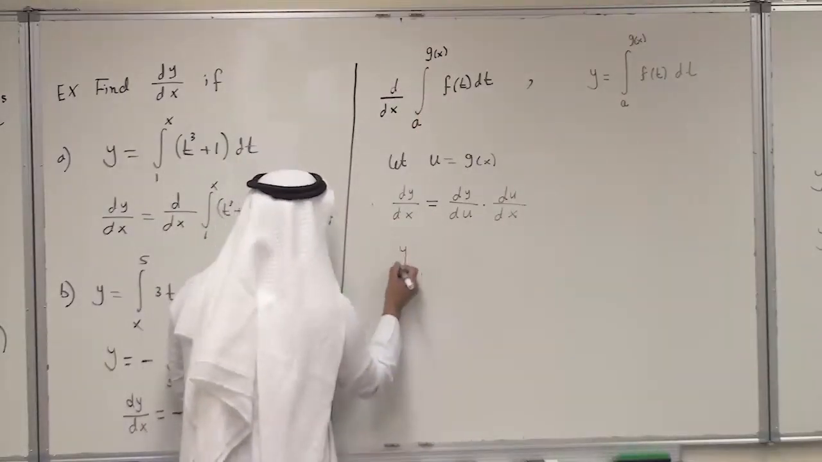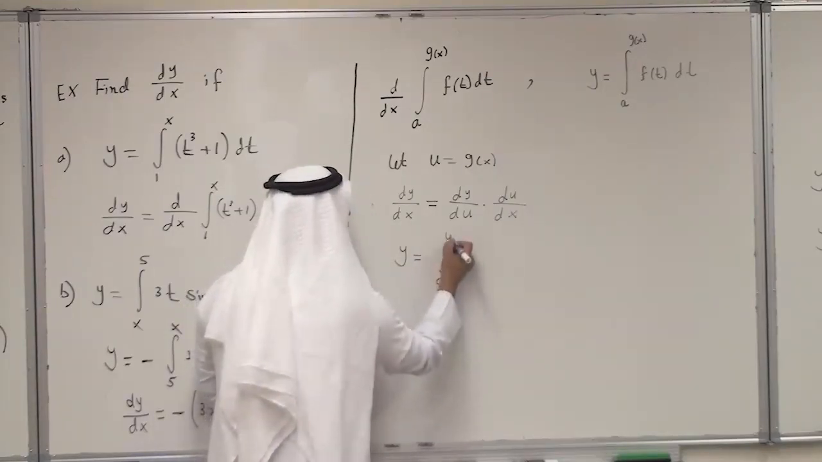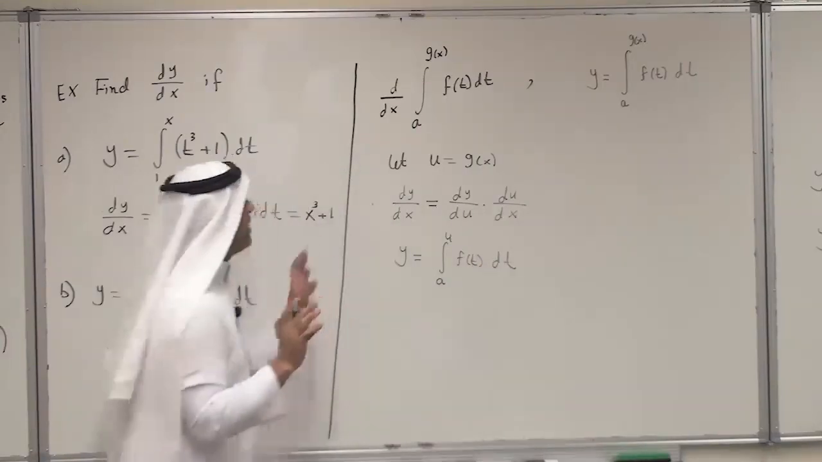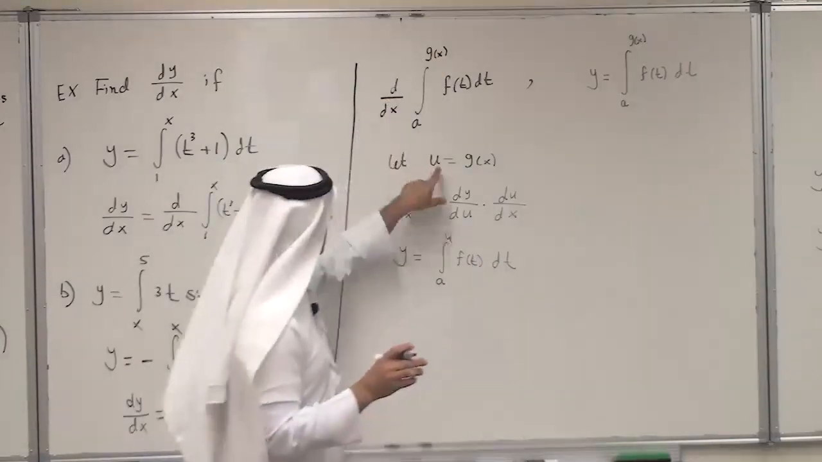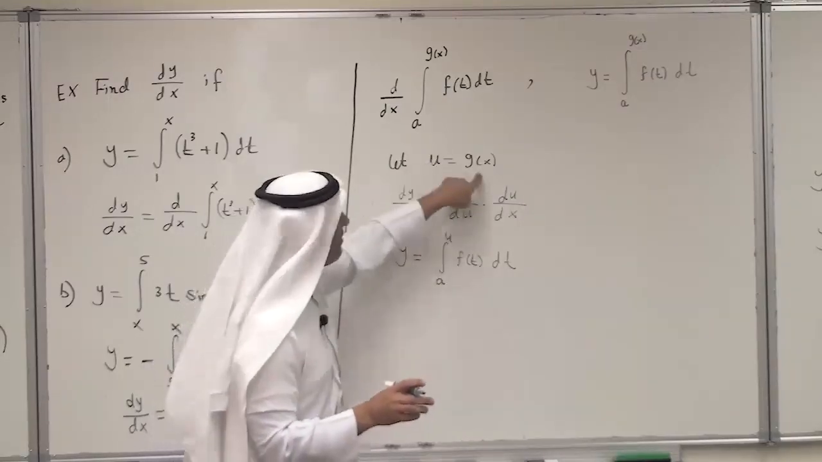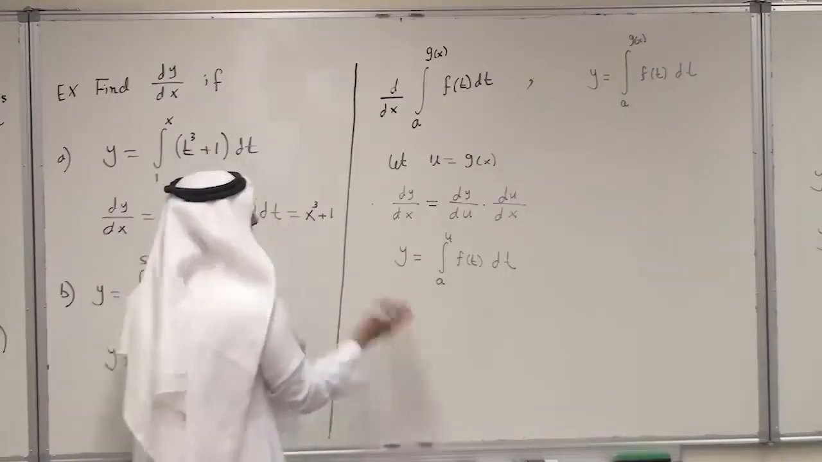We get y to be a function of u. It will be the integral from a to u of f of t dt. That's exactly what we get. I'm taking out g of x and replacing it by u, so I get a function of u. But actually u itself is a function of x, so y is a function of x. The question is, what is dy by dx?